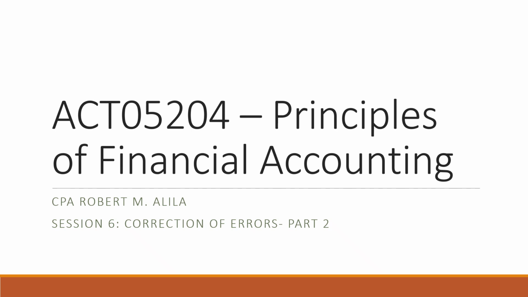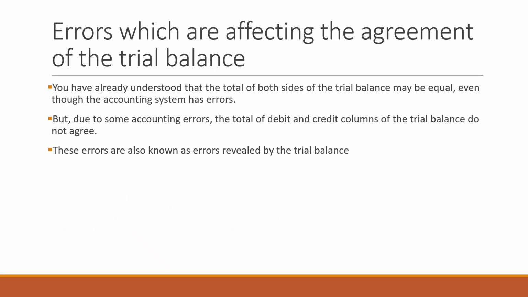Today let us cover the second part of correction of error. That is correction of error part number 2. This correction of error will be discussing the errors which affect the agreement of trial balance. As we have already discussed the errors that do not affect the agreement of trial balance, this part will cover those errors that do affect the agreement of trial balance.